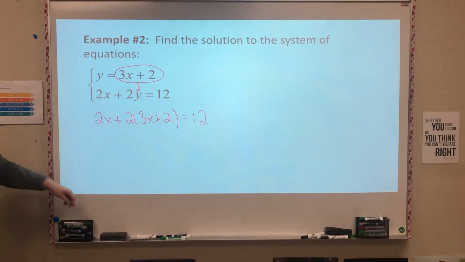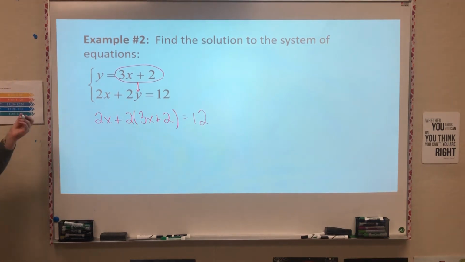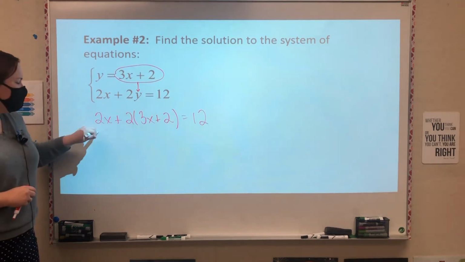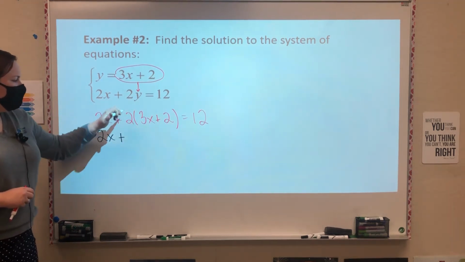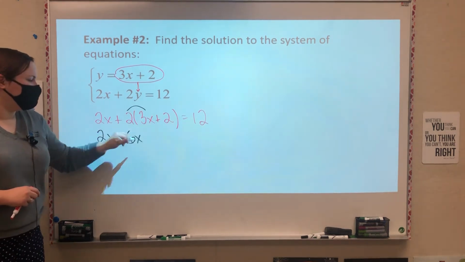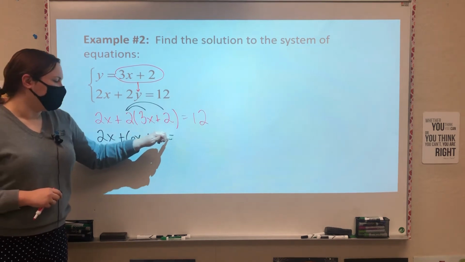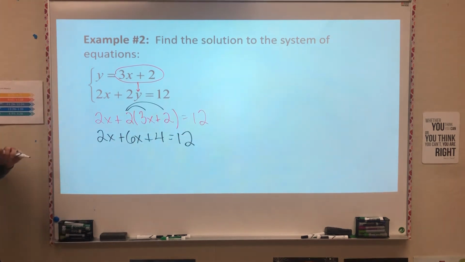Well, you'd start with the parentheses. Okay. You could distribute the 2. Love it. What is that going to give us when we do that? So it would be 2x plus 6x plus 4 equals 12. Yep. Now what do you want to do? And then from there, you need to get x by itself.